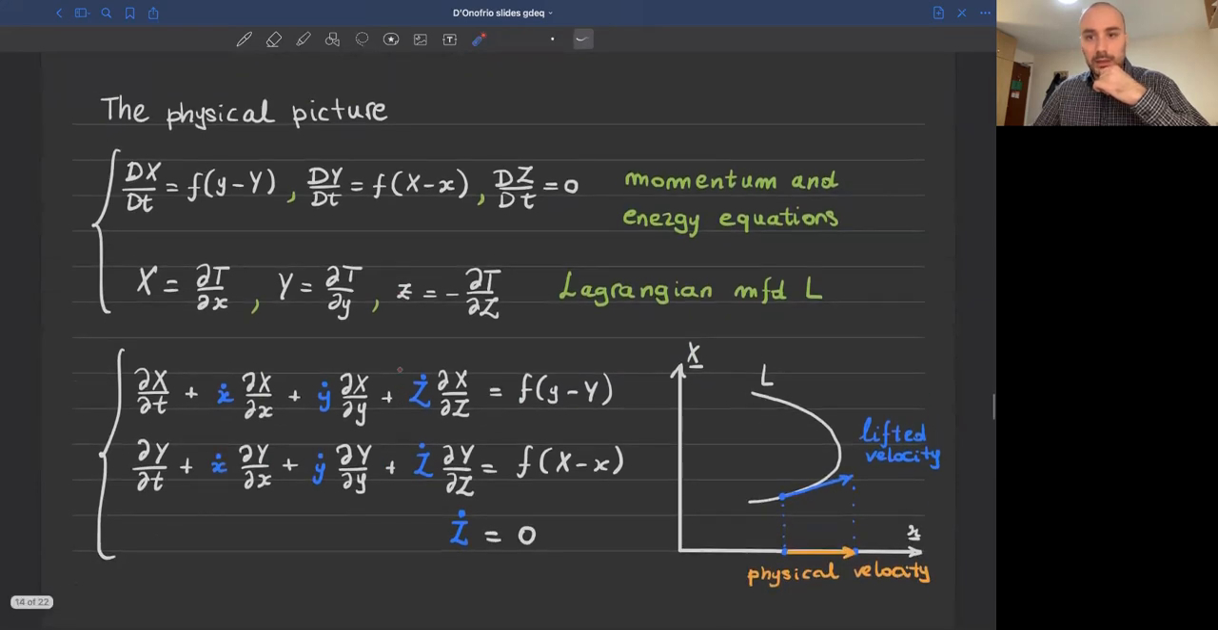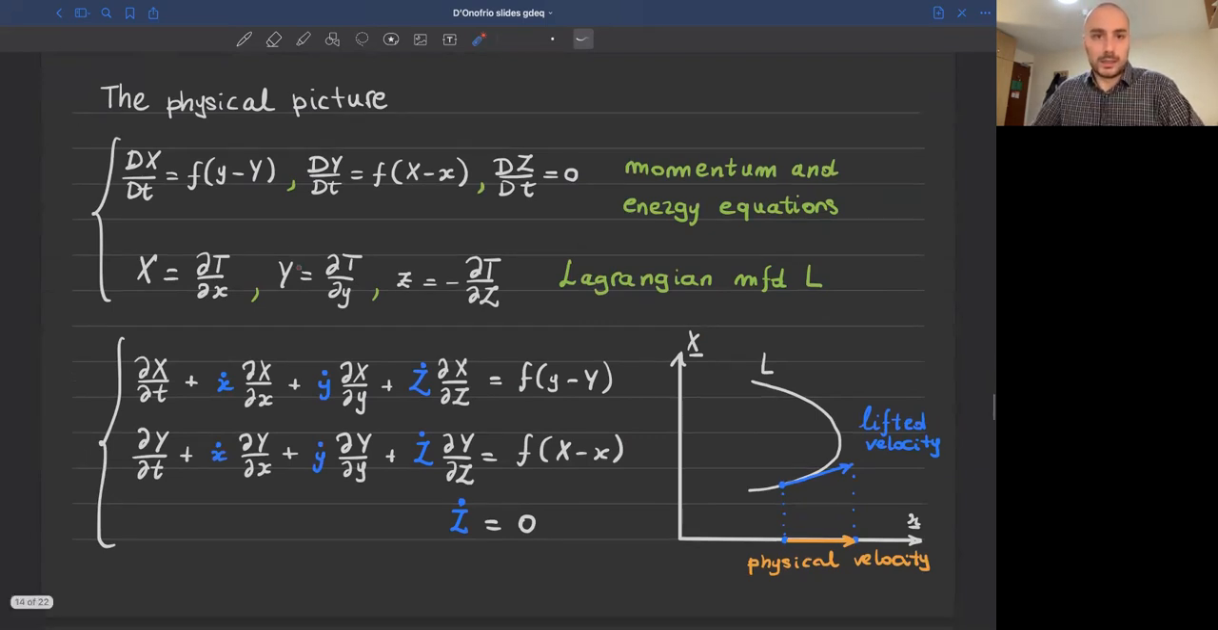Well, now we are ready to recover physical information from this generating function. How do we do that? Well, now we have to use the momentum balance equations, which are these two, plus the energy equation to find the velocity field.